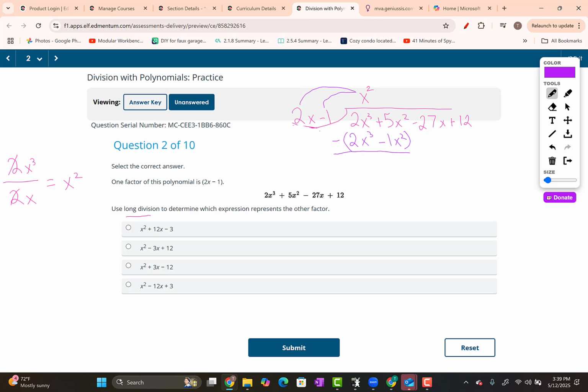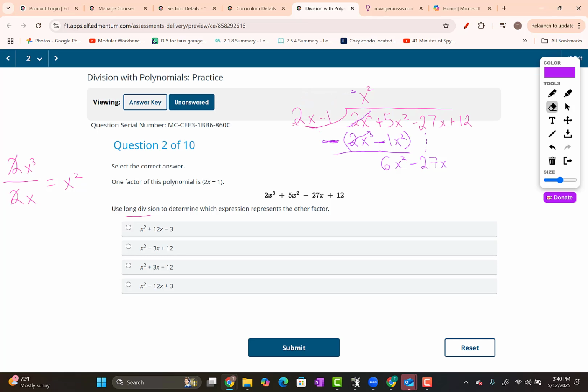So 2x to the third minus 2x to the third is just 0. 5x squared minus a negative 1 is the same thing as 5x squared plus 1, so that becomes 6x squared. 5 minus negative 1 is 6. All right, now we're going to drop down the negative 27x. I guess there was one more step in the algorithm. And then from here, we're going to repeat.